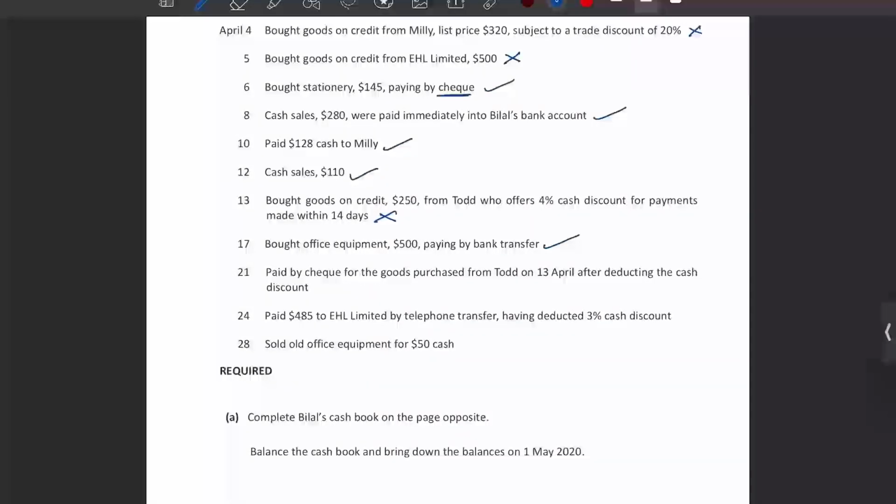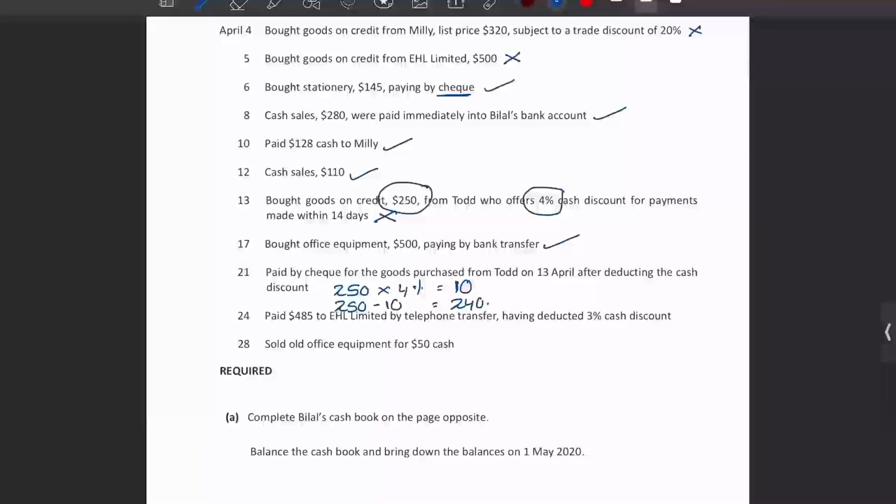Paid by check for the goods purchased from Todd on 13th April. Look at 13th April. How much are you buying from Todd? On 13th April, 250, right? You are going to pay this now. What is the discount percentage given? 4%. So what will I do? 250 into 4%. How much is 250 into 4%? Is it 10? Yes. Look, you bought for 250 on credit, but you are about to make the payment. You are getting a discount of 10. If you get a discount of 10, how much will you pay now?